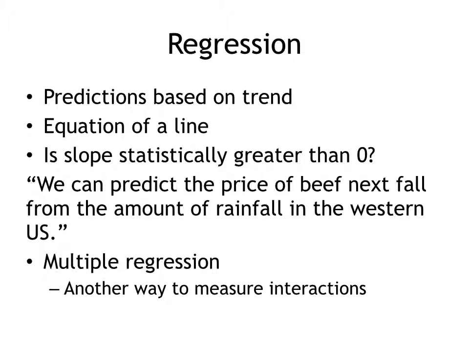So an example of that, I think I've given this example before, we can predict the price of beef next fall from the amount of rainfall in the western United States. So we take something that we can gather and we use that to make a prediction or come up with a trend. Multiple regression is a very, very powerful way of actually measuring interactions. So you can imagine that you could get the slopes and the interaction effects from many different variables on something, and then you're really doing some really cool things.